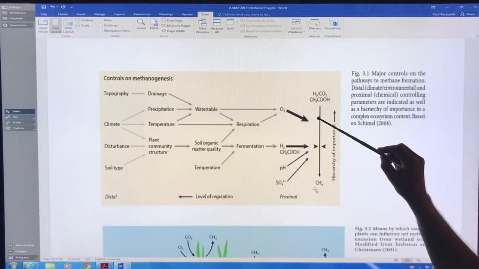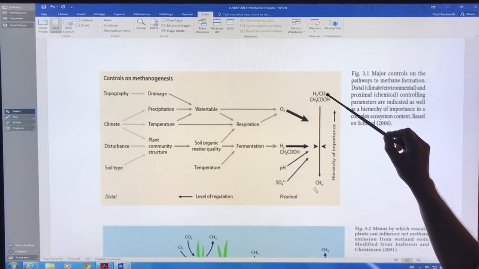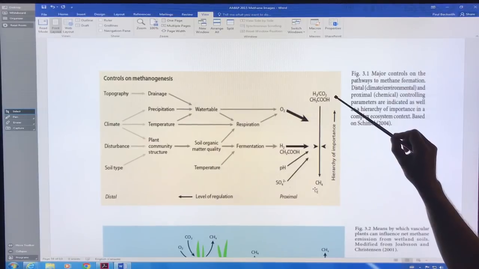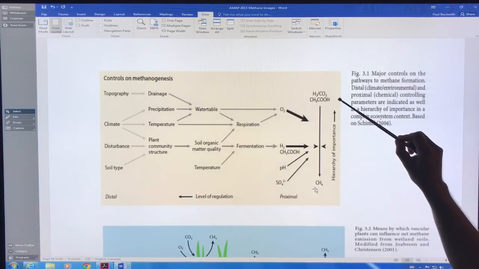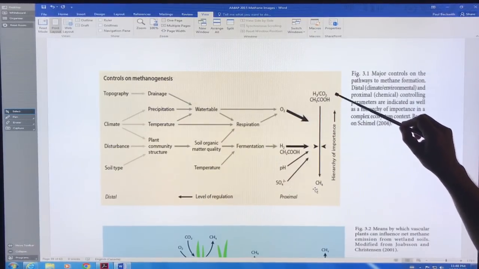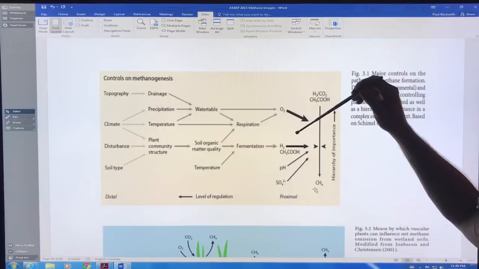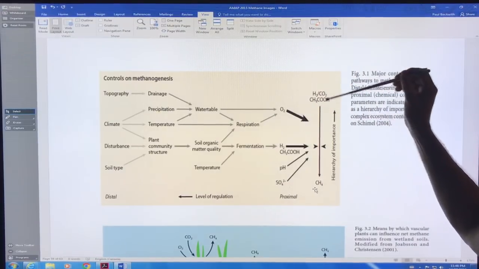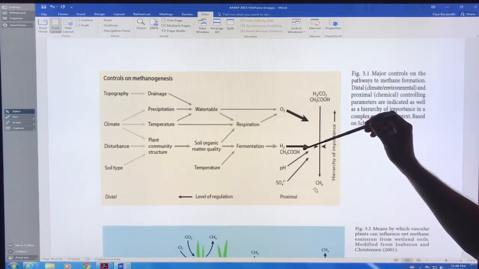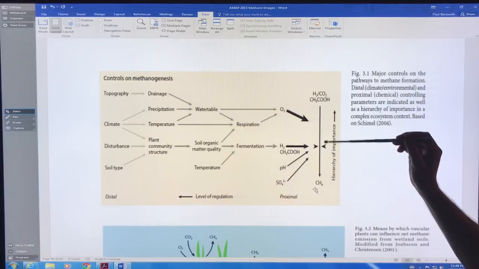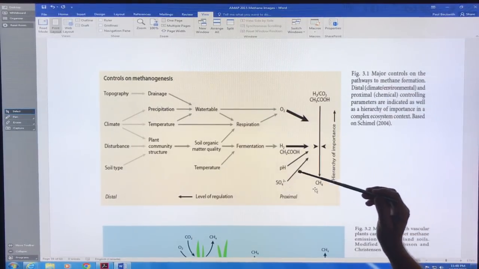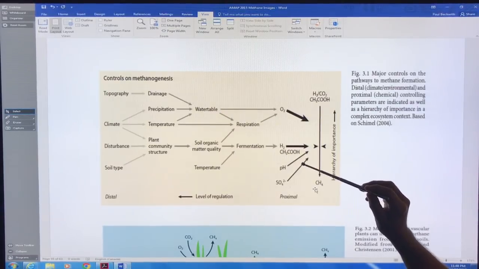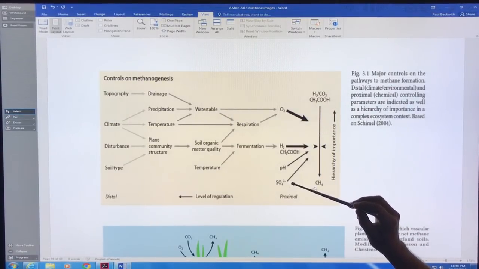So if you have oxygen, you tend to get hydrogen gas, you get CO2 produced, you get acetic acid, CH3COOH form, you don't get methane. If there's hydrogen and this guy here, you're kind of in the middle, you get some methane and some CO2 and these other things. pH is a factor, the amount of sulfate is a factor.